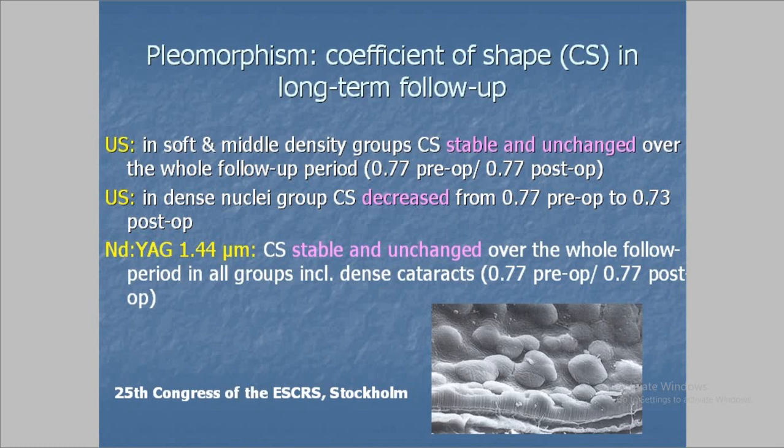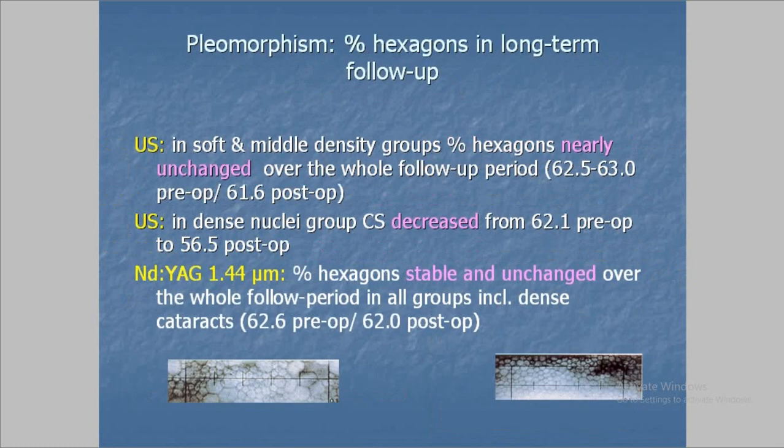In soft and middle density groups after ultrasound phaco, the shape coefficient was found to be stable and unchanged over the whole follow-up period. In the dense nuclei group, the shape coefficient decreased from 0.77 pre-op to 0.73 post-op with no subsequent restoration, which reflects a change in the normal cellular pattern. After phaco laser, the shape coefficient remained stable and unchanged over the whole follow-up period in all groups, including dense cataracts.